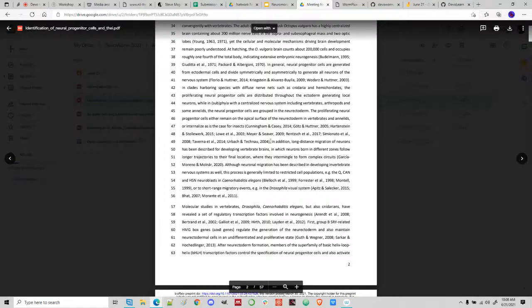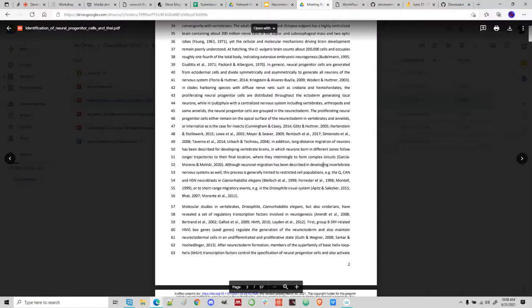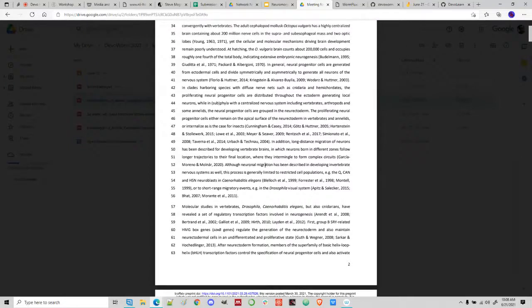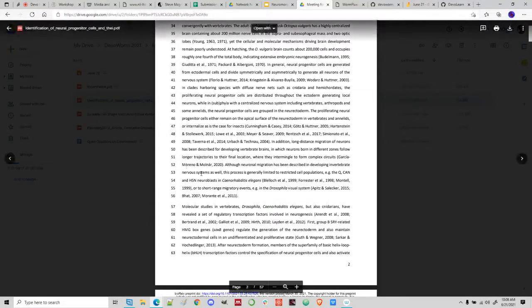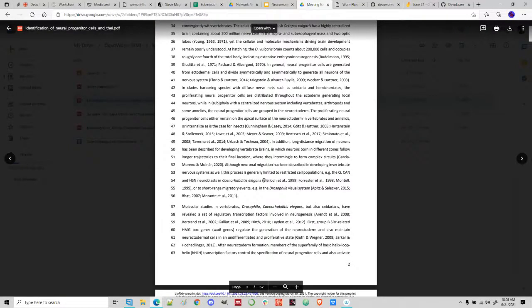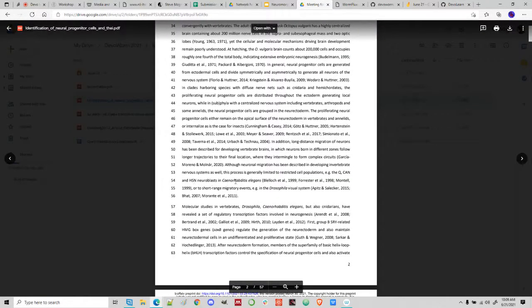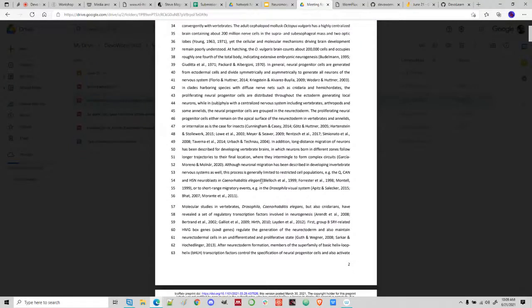So long distance migration of neurons has been described for developing vertebrate brains, in which neurons born in different zones follow longer trajectories to their final location, where they intermingle to form complex circuits. They've described neuronal migration in developing invertebrate systems, but this has been limited to restricted cell populations. So not all cell populations. And in one of the examples, they show these neuroblasts in C. elegans that exhibit this behavior.